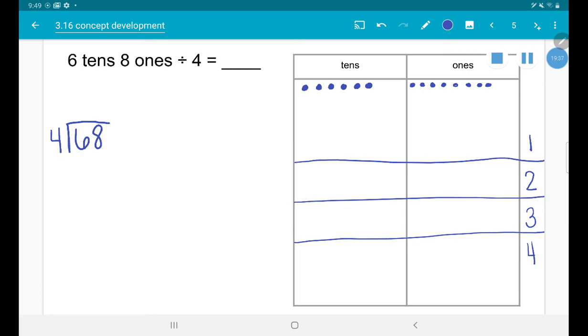So I have 6 10s, correct? And I have 8 1s. What am I going to do first? What do I divide first? The 10s. So I'm going to put 1 ten in each group. There are 4 equal groups. There's 2 left. I'm going to have 2 left.